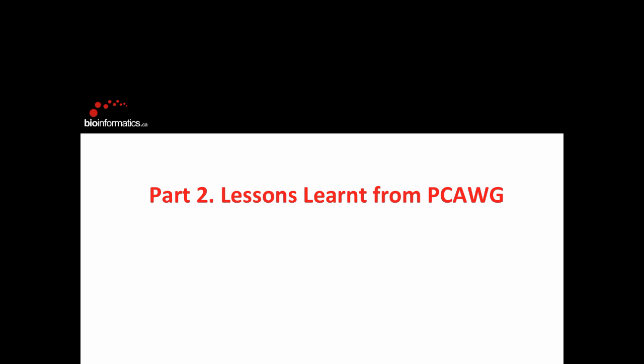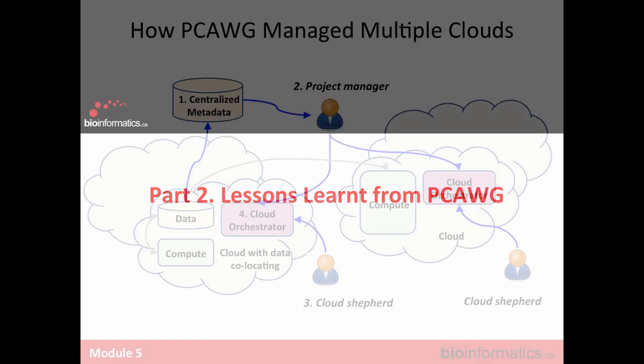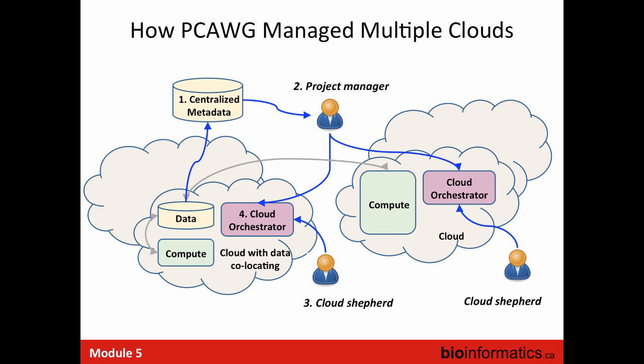Okay. Then I'll talk about the lessons we have learned from this project. These are more, I would say, technical implementations that we should do differently the next time. During this project, the way it was done, we had 14 environments, but all we had was centralized metadata that we could look at to see whether a donor had gone through alignment or which variant calling pipeline had been done. And if the pipeline had not been run, then the project manager would tell a specific compute center or a cloud shepherd to run a variant pipeline on a specific sample.